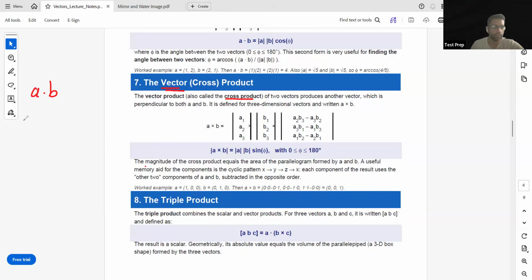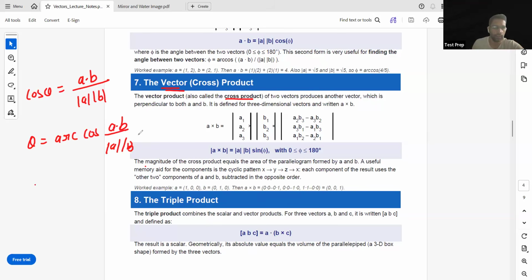Means, like cos theta was there. We write cos theta as A dot B under root A, mod A, mod B. If we have to find the theta, you can write it as inverse of cos, A dot B upon mod A mod B. The same thing is here.